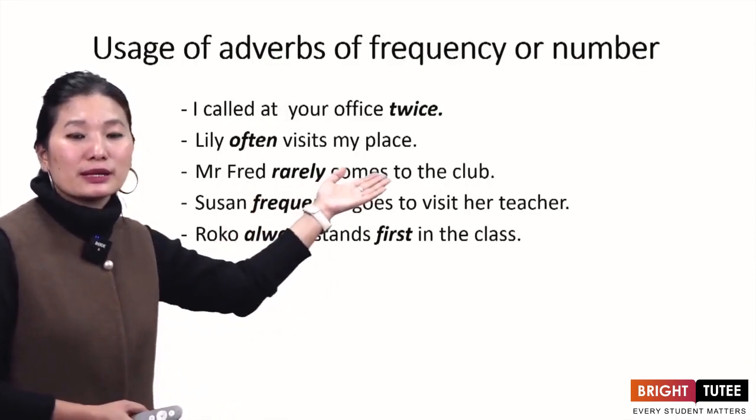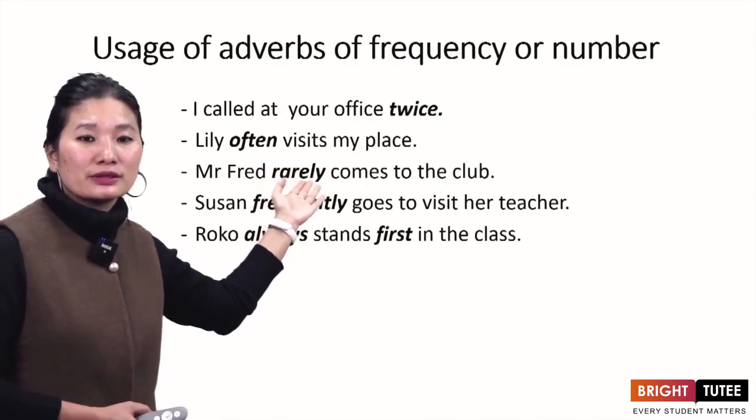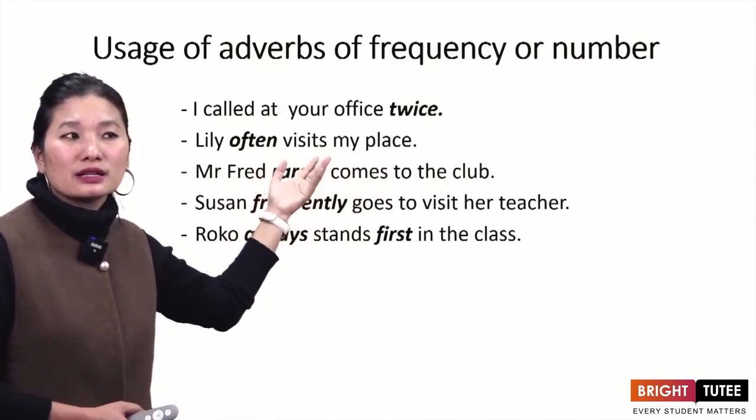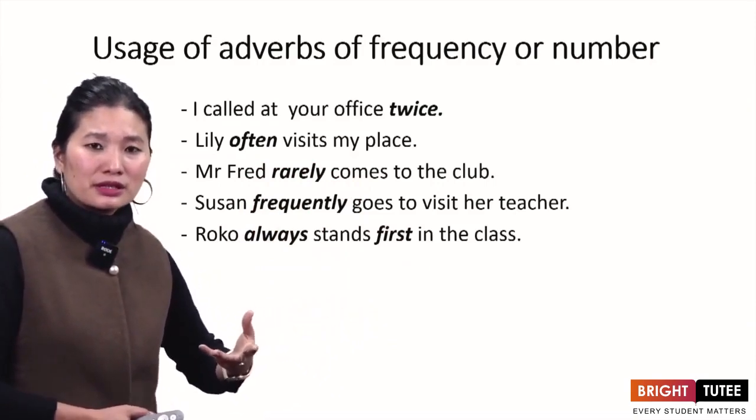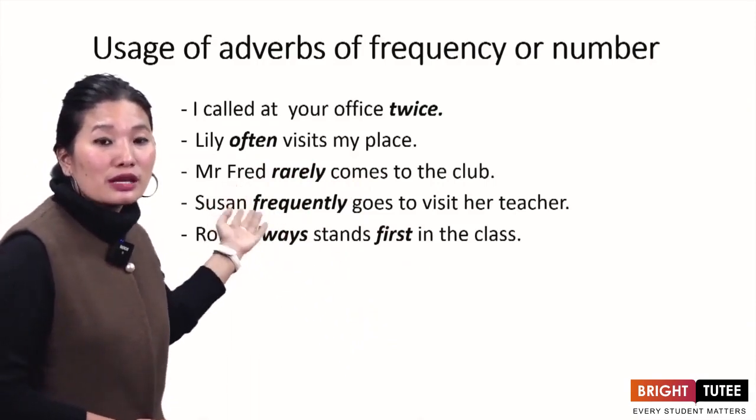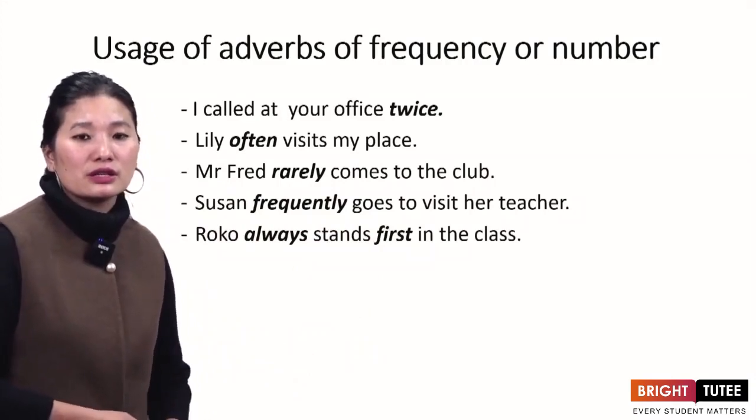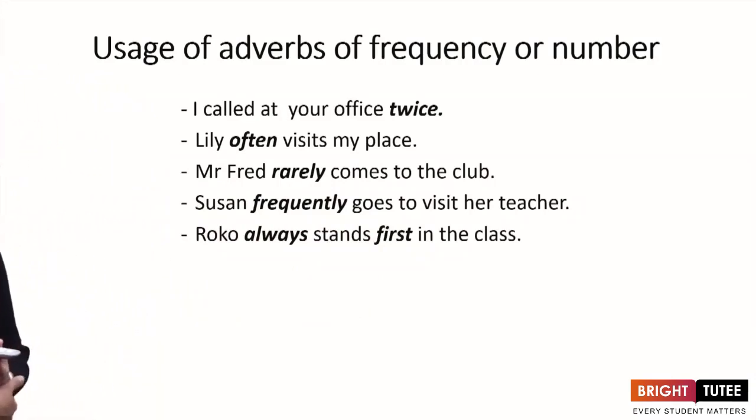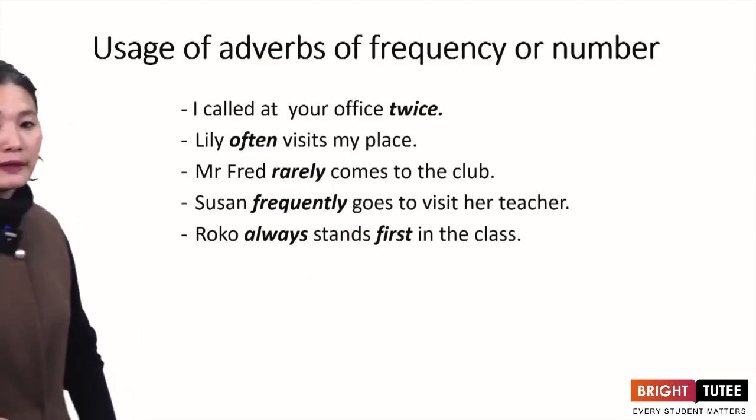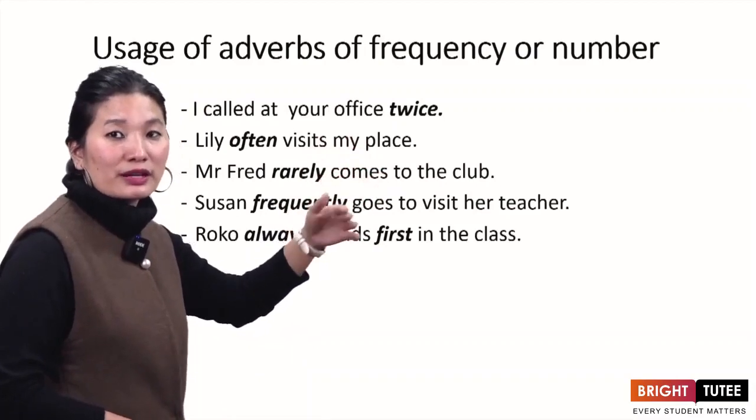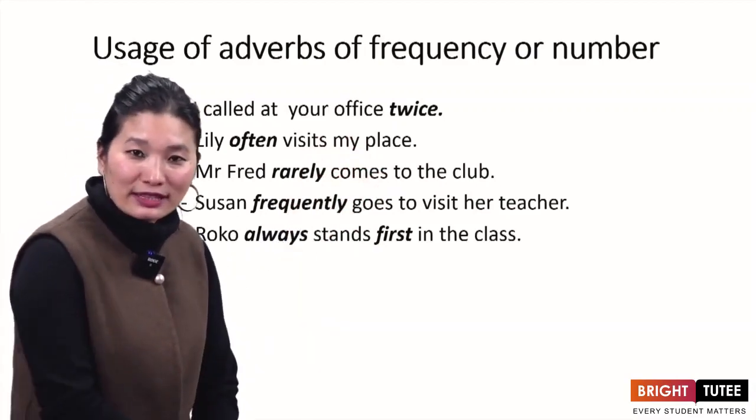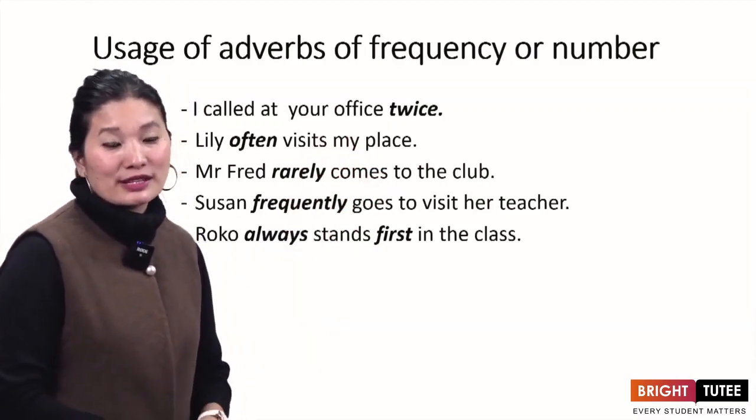Mr. Fred rarely comes to the club. Rarely. The word rarely means hardly. He comes, but very rarely, very few times. It tells you the number, isn't it? Suzanne frequently goes to visit her teacher. How often does she go? Frequently. Yes. So the word frequently is the adverb of frequency or number. It is very close to the word frequency, right? So you can understand that very easily.